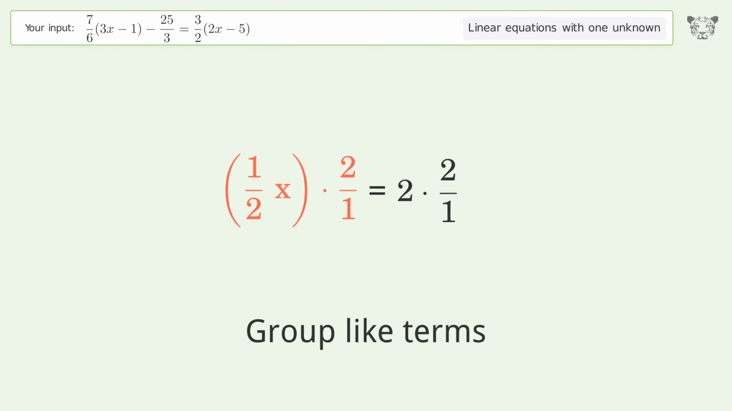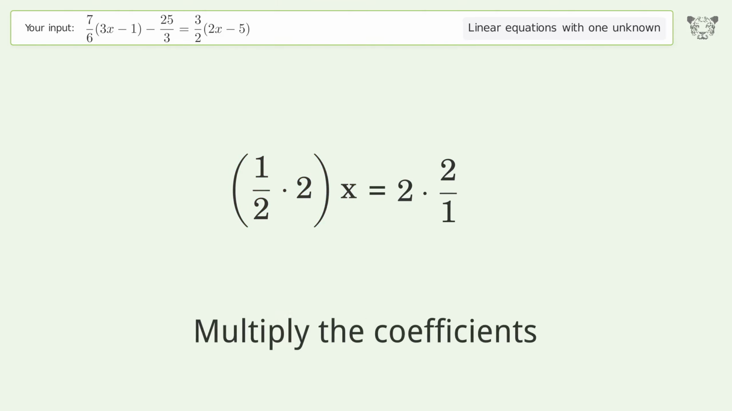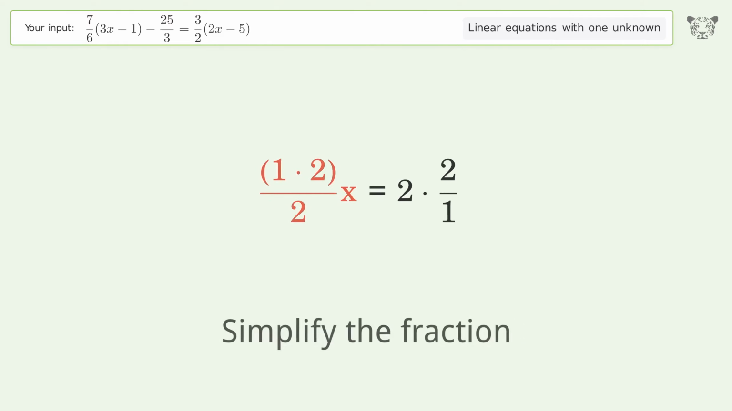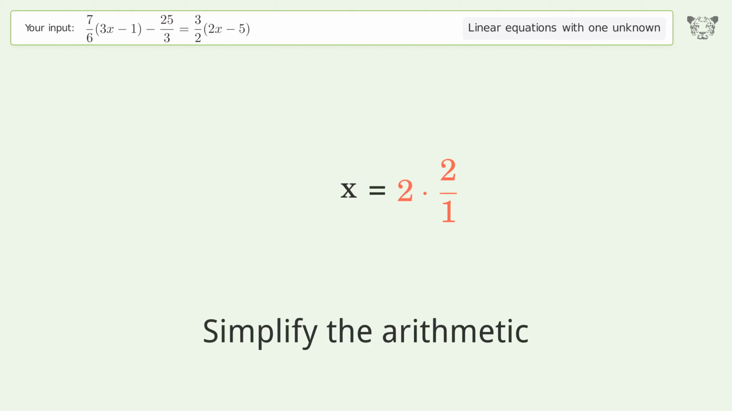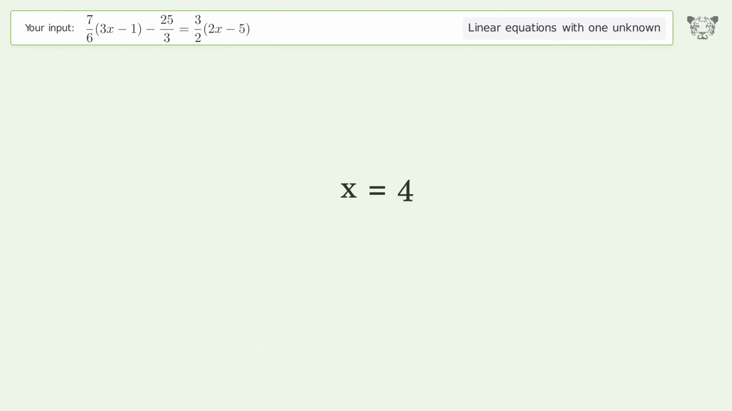Group like terms. Multiply the coefficients. Simplify the fraction. Simplify the arithmetic. And so the final result is x equals 4.